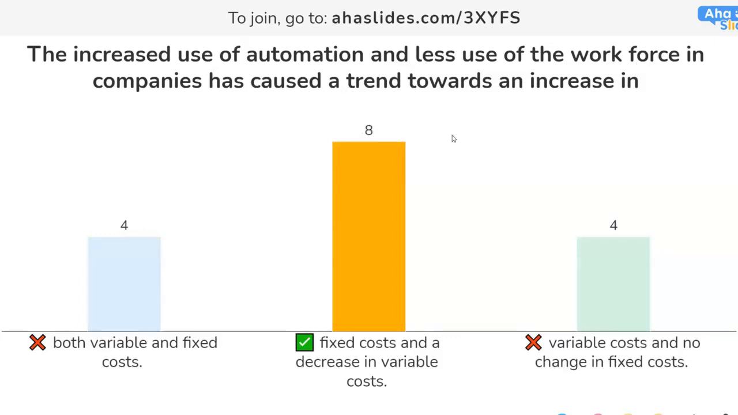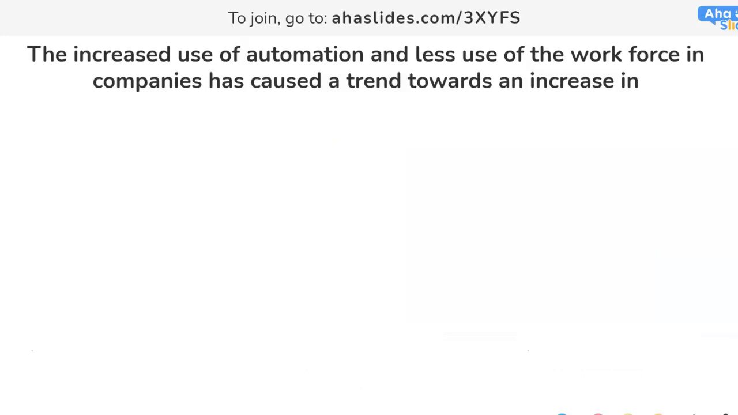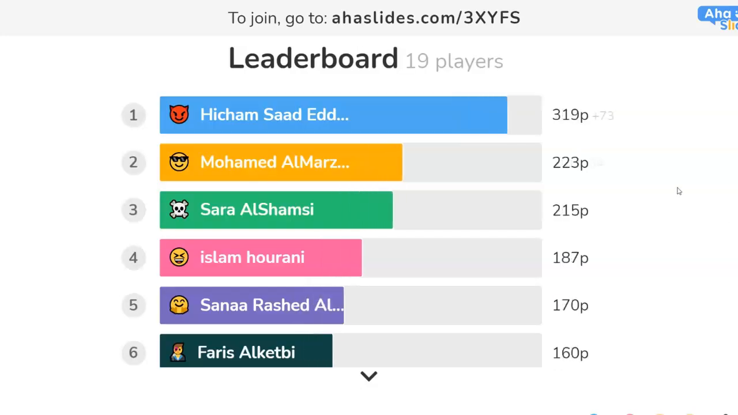So the answer here, of course, would be the increase in automation and the less use of workforce in companies, because I've replaced the workforce with equipment. When I replace the workforce, that's a variable cost. With equipment, that's a fixed cost. So as companies automate, the cost trend increases the fixed costs and decreases variable costs. So remember, it comes into play later as well. You should be good.